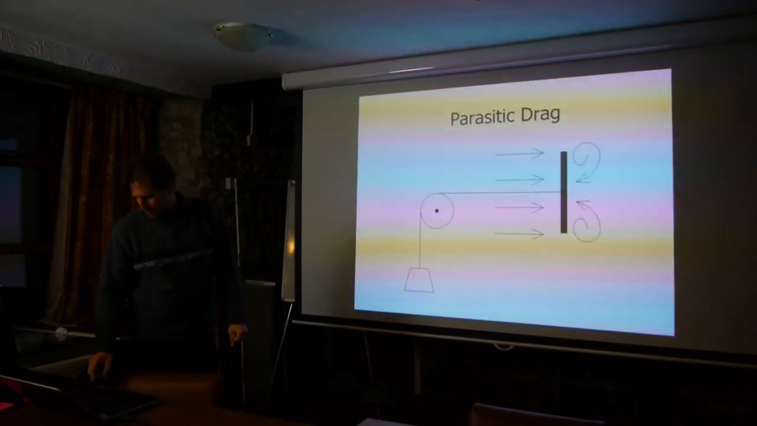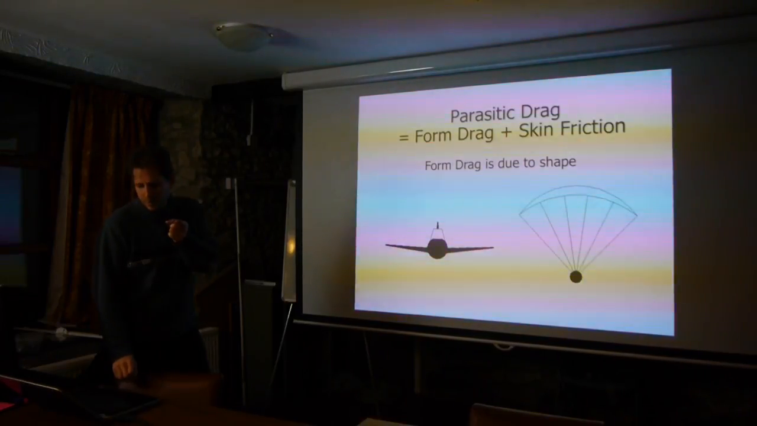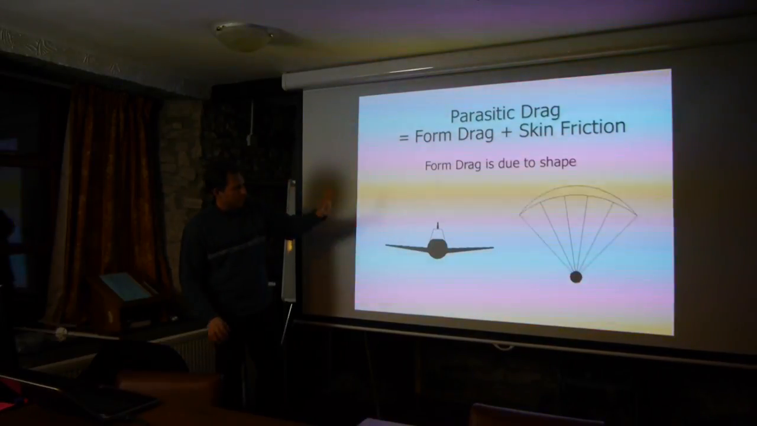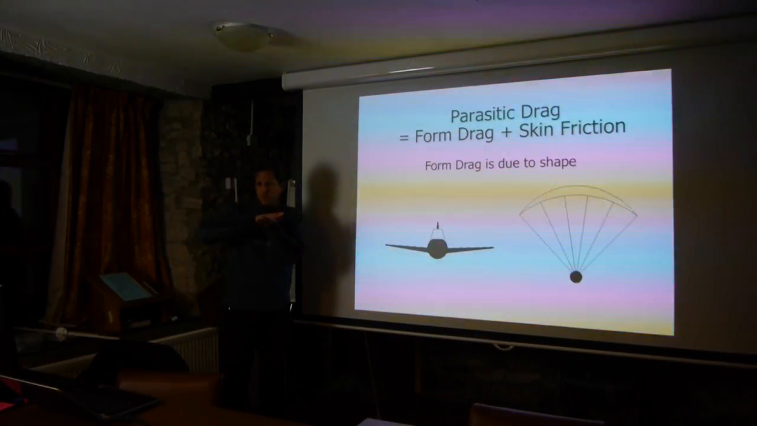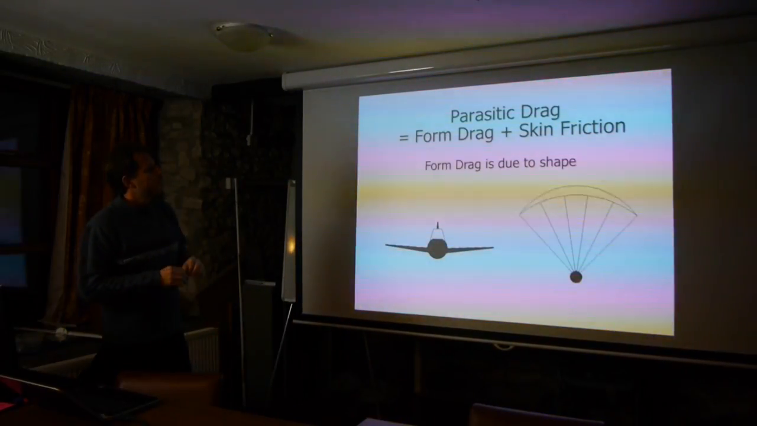Okay? And so somebody talked about the friction drag. But the other one, the first one, is the form drag. And that's due to the shape, the thing that's facing the air. And the friction drag is due to the air traveling against it along the surface of the object.